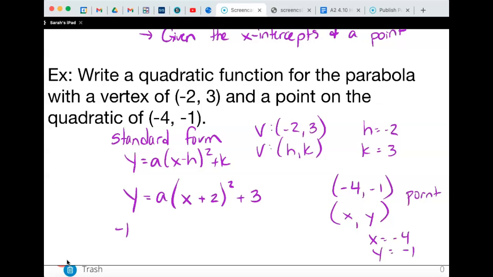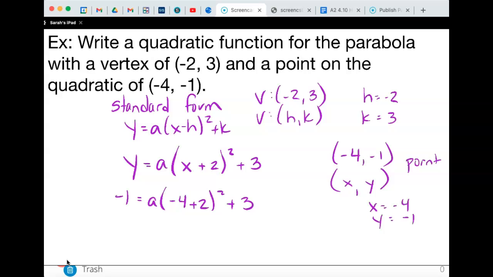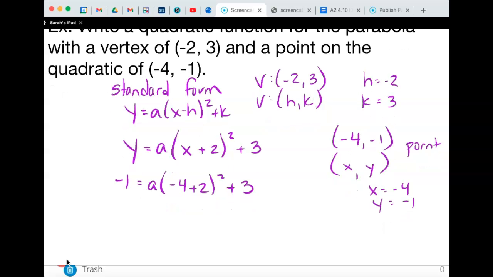So negative 1 equals a times negative 4 plus 2 squared plus 3. So now I can basically solve this lovely equation for the a value. So what do you want to do first to solve? Add negative 4 and 2 together. Okay, which is negative 2, and then what? And you can square it.